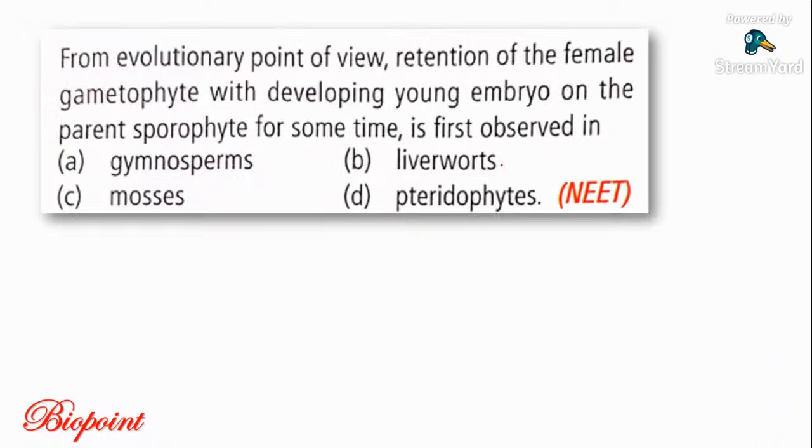Next question. From evolutionary point of view, retention of the female gametophyte with developing embryo on the parent sporophyte for some time is first observed in A. Gymnosperms, B. liverworts, C. mosses, D. pteridophytes.